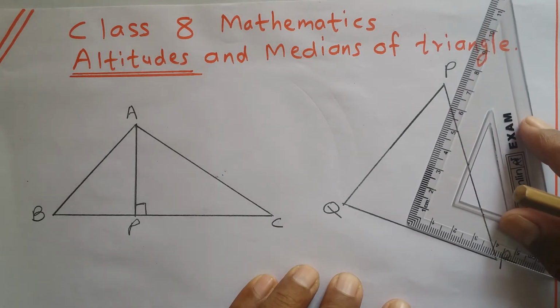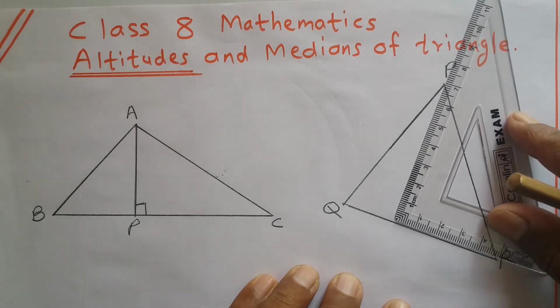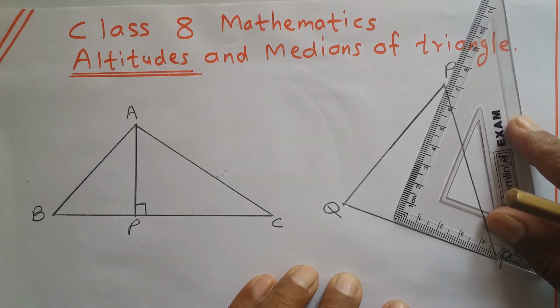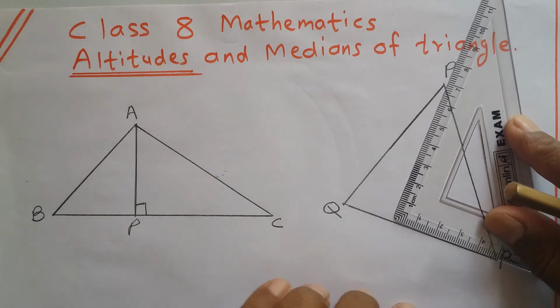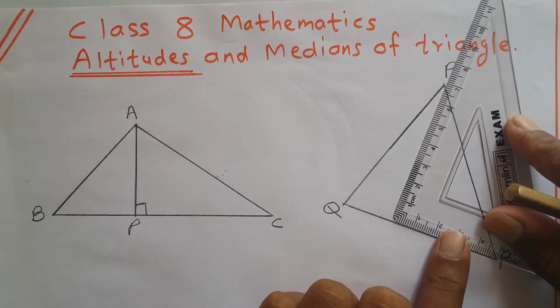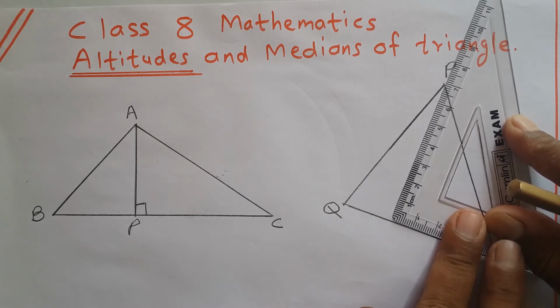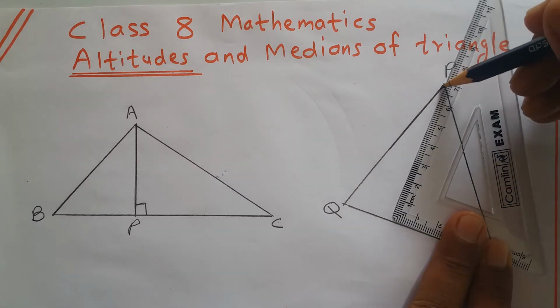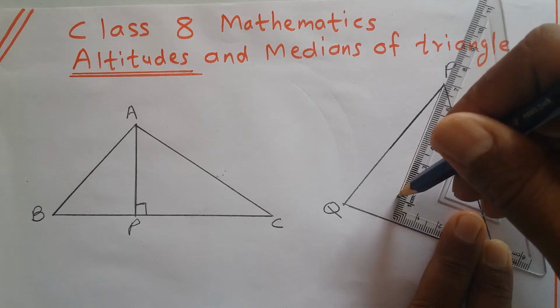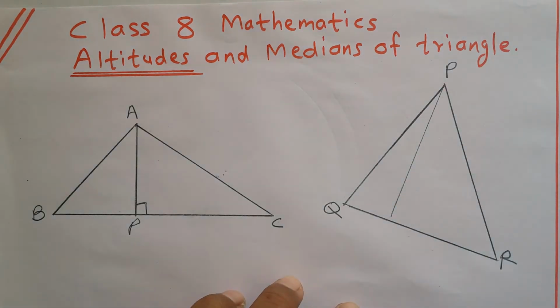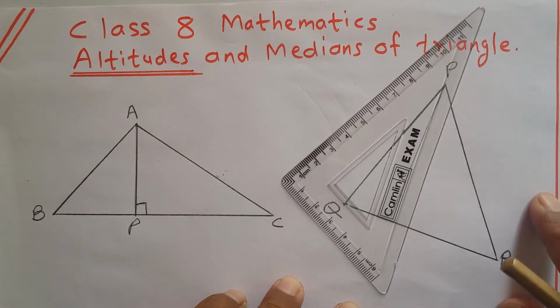Look, is it right or wrong? Can you see? Right or wrong? Yes, it is right. So here keep this, and then I can draw this perpendicular. So this is the perpendicular. We can draw this perpendicular.